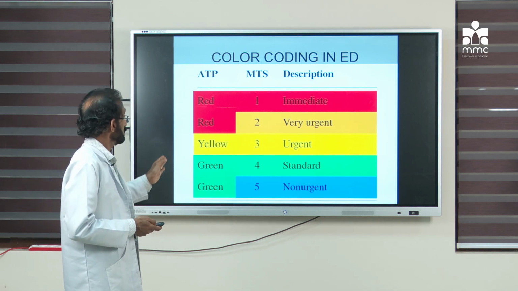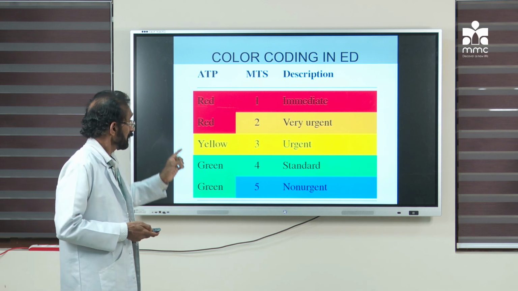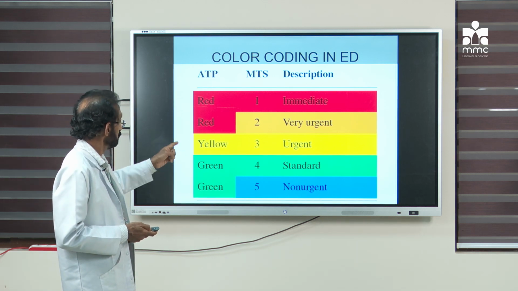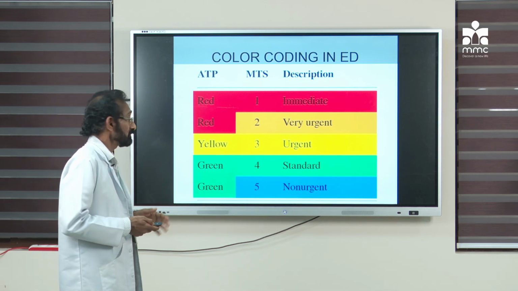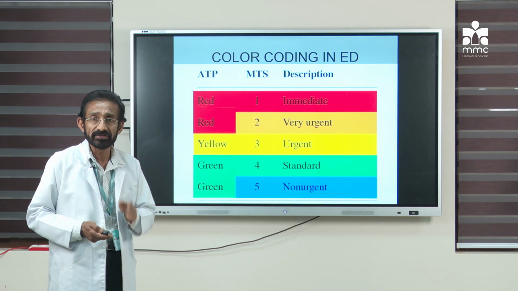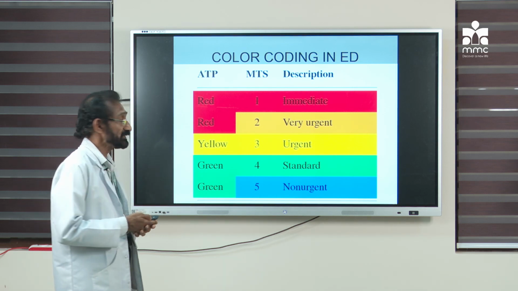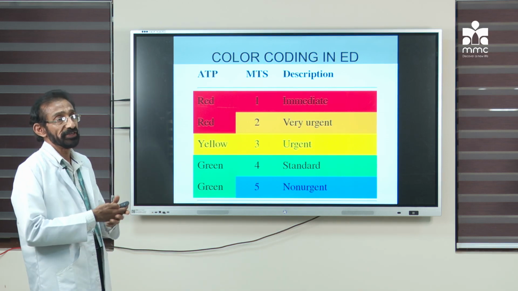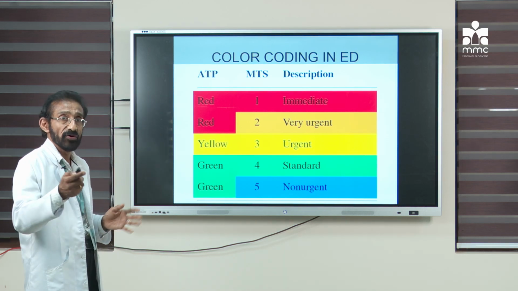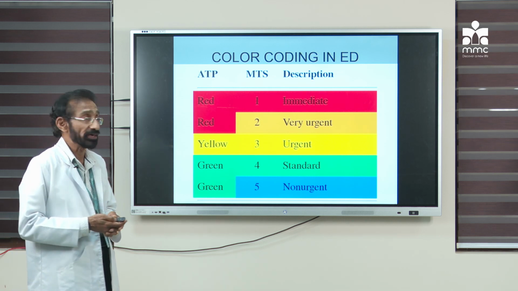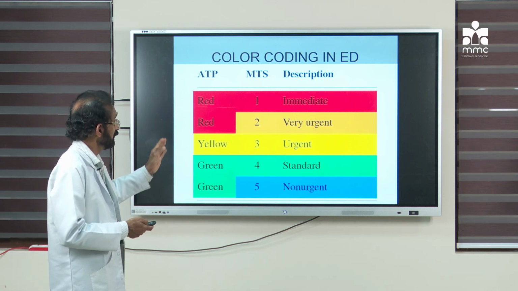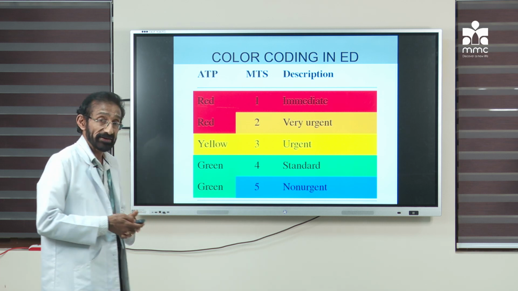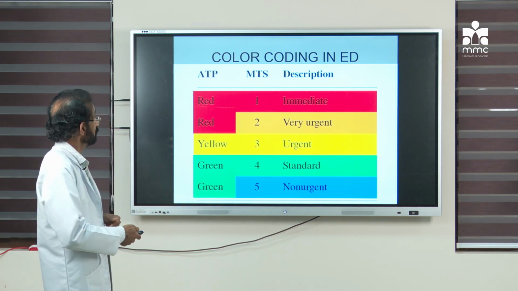And if it is urgent, but not as urgent, it comes in the yellow section. If it requires only standard routine care, it comes in the green section, and if it is non-urgent, it comes in the blue section. So, when you come to the ED department, you can see the color coded areas. We have different sets of codes which are available for the red, the yellow and the green patients.